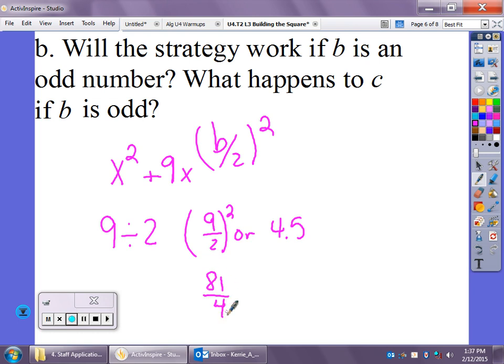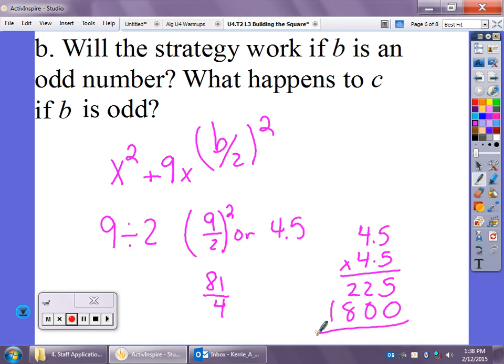When I square 4.5, I can do it the long way. Let's see. Or let's do 4.5 times 4.5. We get 5, carry the 2, 22. And then we're going to placeholder, and 4 times 5 is 20, carry the 2, 18. We get 250, carry the 1. We get 20.25 because 2 numbers behind the decimal. So 20.25.